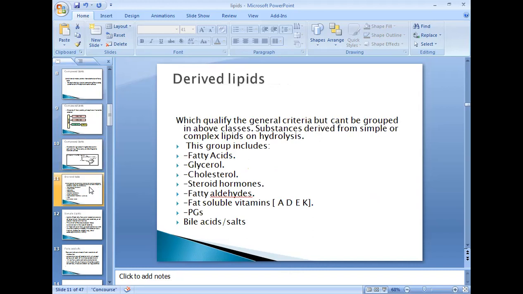Now the derived lipid, which qualifies the general criteria but can't be grouped in the upper classes as compound lipid or simple lipid. So these come under the class of derived lipid, which are basically the type of lipid formed by hydrolysis of simple or complex or compound lipid. So this group includes fatty acids, glycerol, cholesterol, steroid hormones, fatty aldehyde, fat soluble vitamins, prostaglandins, bile acids or bile salts.